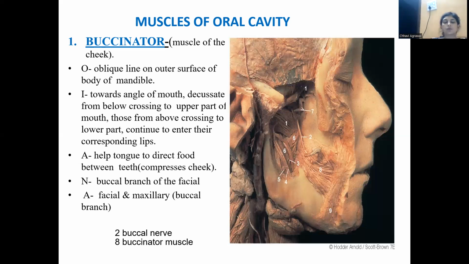The nerve supply is from the buccal branch of facial nerve, and arterial supply is from the facial and the maxillary arteries, the buccal branch. So this is the buccal nerve, that is the branch of facial nerve, and this is the buccinator muscle, which is going to insert over the mandible. It originates from the outer surface of body of the mandible.